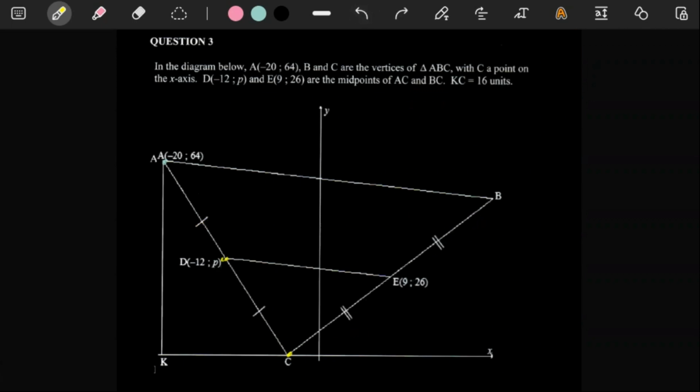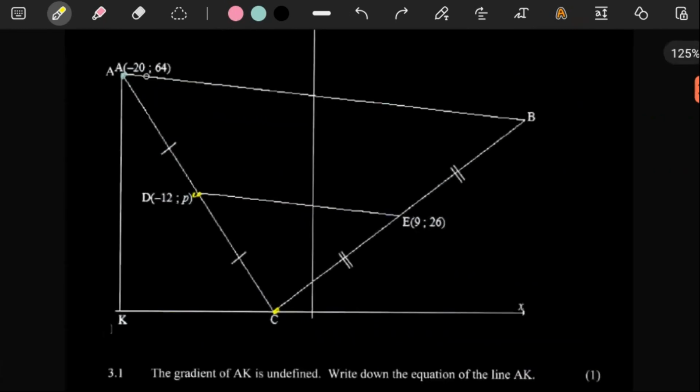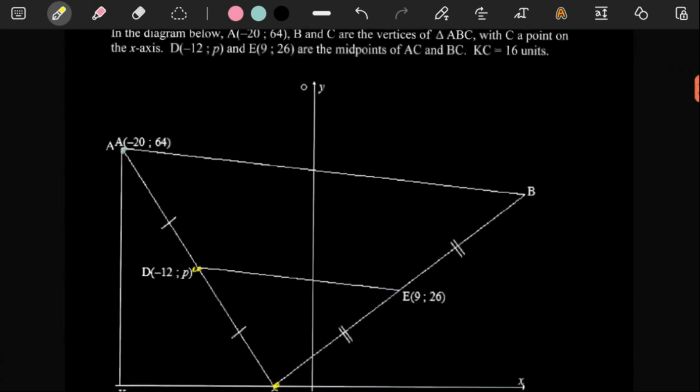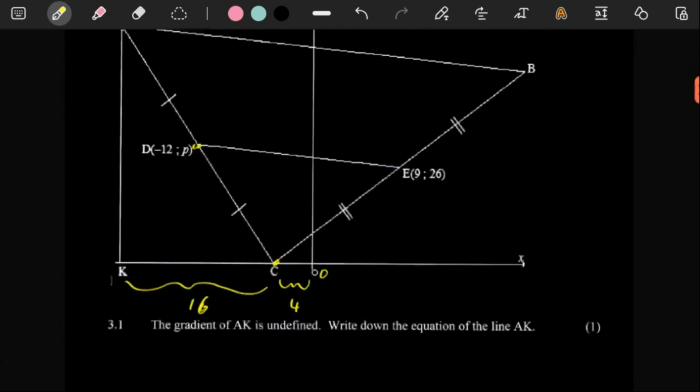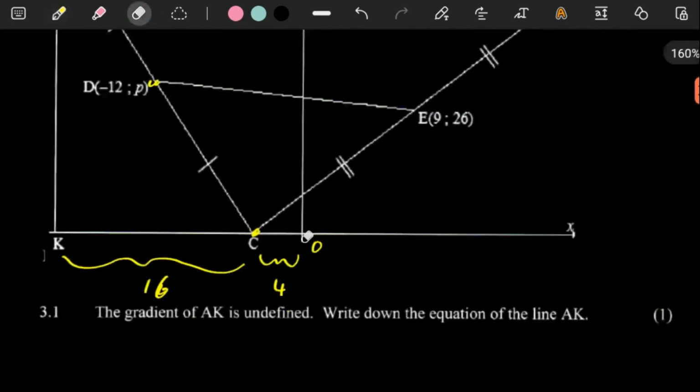And then they said KC is equal to 16 units. Where is KC? KC is 16 units. So if KC is 16, and you're seeing that this x value is negative 20, it means that from here to there it's 16 units, and from here to there it's 4. Because this is representing 0, they're clearly showing you that this is the y-axis. So from 0 all the way there, it's 20. If KC is 16, this has to be 4. So automatically we have the coordinate of C, which we may need.